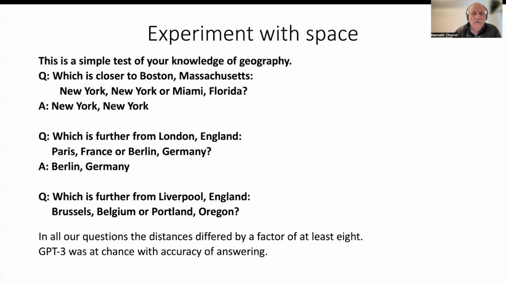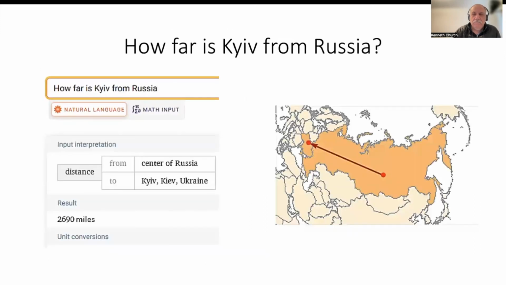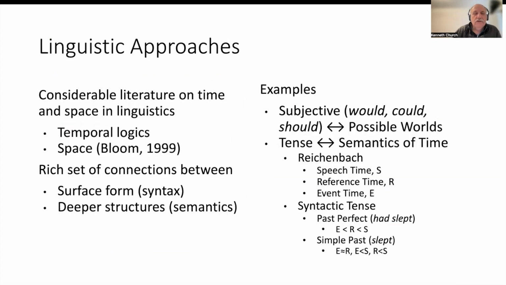We have some experiments we'll talk about with time and space, and GPT-3 is maybe at chance or a little better than chance on these things, but it clearly doesn't understand even very simple questions such as these. Here are some other problems that are maybe a little timely. There's a huge amount of literature on time and space and many other topics. We'll only touch the surface here.